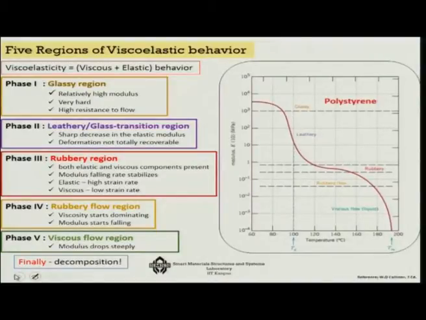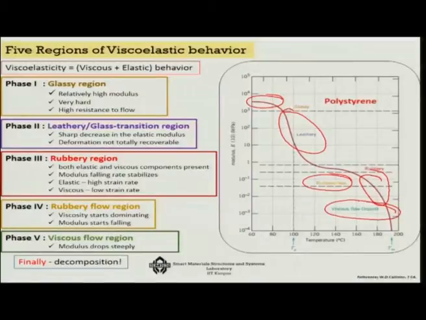Phase 1 is the glassy region, and then phase 2 is the leathery glassy transition region. Then you get phase 3, which is the rubbery region. Then phase 4, which is the rubbery flow region, and phase 5, which is the viscous flow liquid. In phase 1, the glassy region, the telltale signs are a relatively high modulus, very hard, high resistance to flow, as I told you, because chains are not mobilized enough.